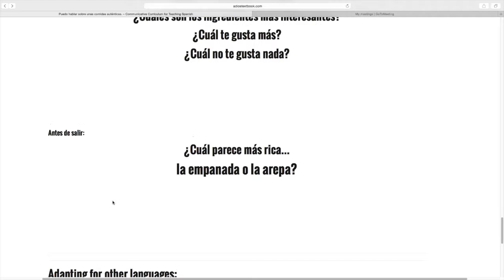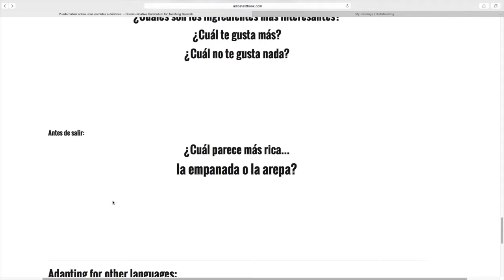Before they leave, I would ask the students, what is more delicious, the empanada or the arepa? And ask them to describe it a little bit, maybe give their opinion. At this point in the year, my students would know really well how to say I like and I don't like. So again, they already have so much they can use to help them with this lesson.